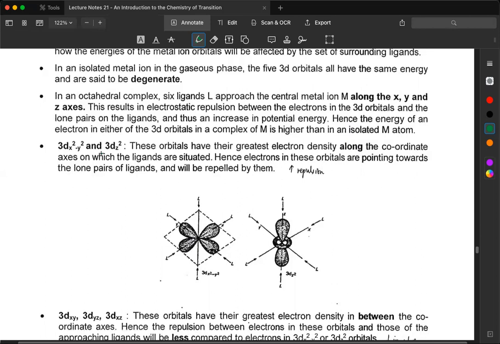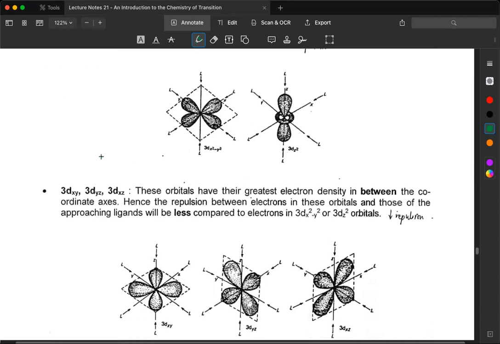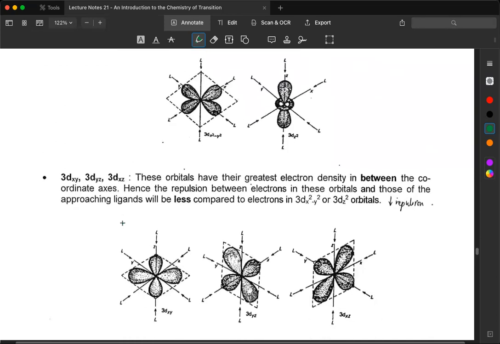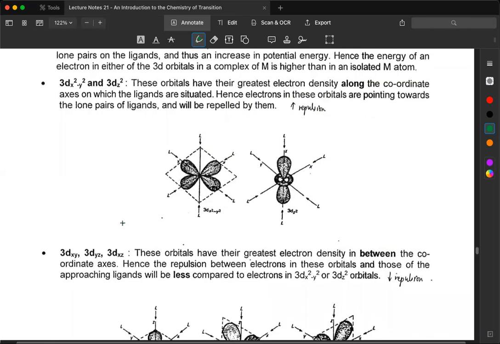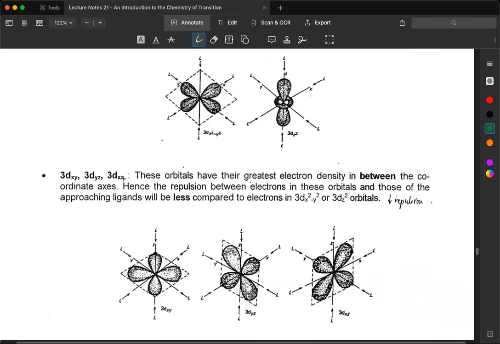In these two orbitals, they have greatest electron density along the coordinate axes. So electrons in these orbitals are pointing towards the lone pairs of the ligands and are repelled by them. As for these three, they have greater electron density between the coordinate axes. This is along the coordinate axes, this is between. So the repulsion between electrons in these orbitals and the approaching ligands is less.